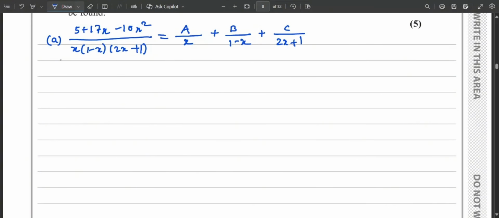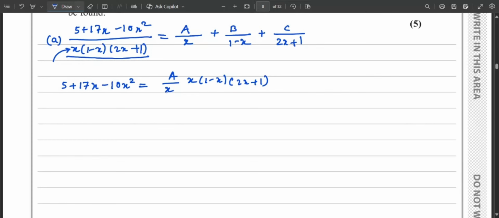What we can now do is multiply both sides by the denominator of our original function. Doing that will give us 5 plus 17x minus 10x square on the left side. But on the right side, we can see that when we multiply a by x with our denominator, our x gets cancelled out, and we get a into 1 minus x and 2x plus 1.